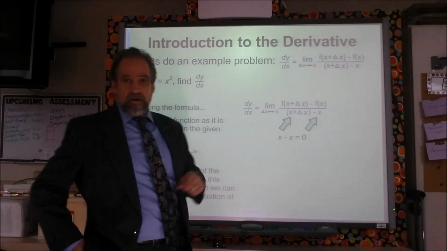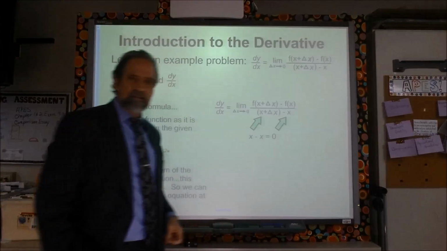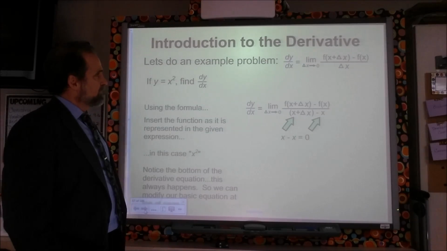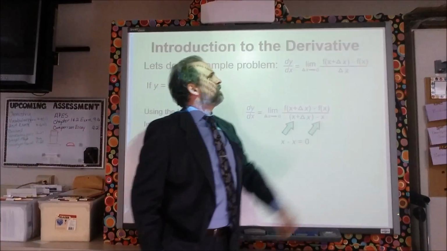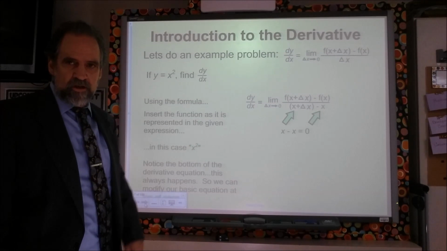Notice this, though. Remember I said the parentheses? X plus this minus x. What's x minus x equal? You got it. It equals 0, which means that I can just replace the bottom with delta x. Now we're really looking like the difference quotient even more.